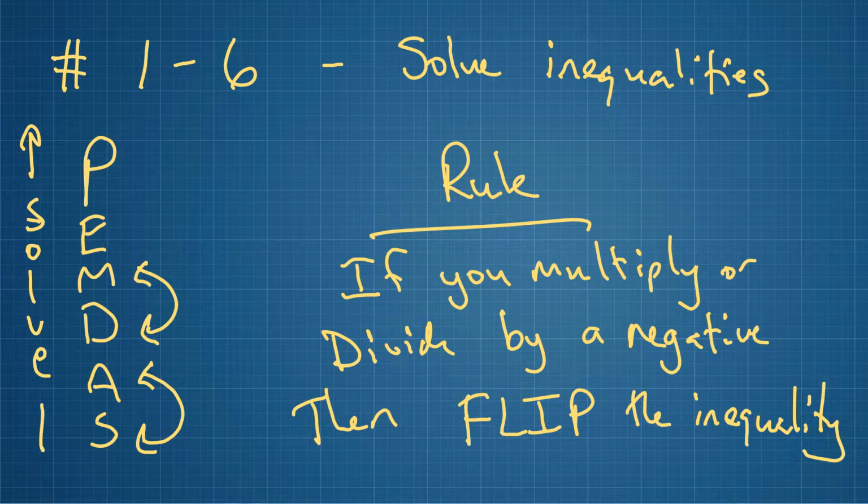For numbers 1 through 6, remember they're all simple inequalities. There's only one inequality symbol. So you just use PEMDAS in reverse. The most important thing to remember is if you multiply or divide both sides by a negative number, then you flip the inequality. Don't forget your number line.